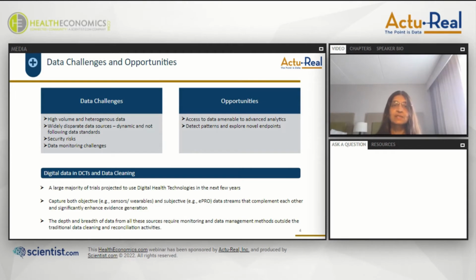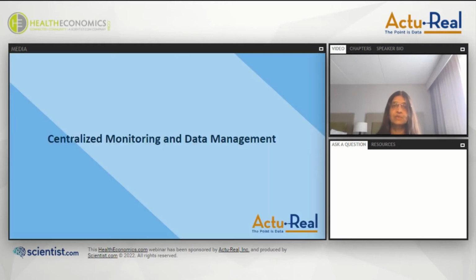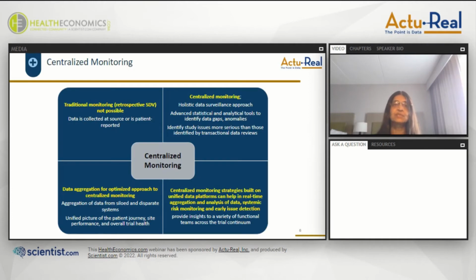A large majority of trials are projected to use digital health technologies in the next few years. Even currently, we know that digital health technologies are being used for regular trials, and even more so for decentralized trials. So the usage is going to be more and more for decentralized trials, which are expected to grow substantially over time. The digital data allows us to capture both objective and subjective endpoints, so ePROs on one side and sensor and wearable data on the other. The depth and breadth of data from all these sources requires special considerations when it comes to monitoring the data, reconciling the data, etc. So we will briefly touch upon those challenges and considerations.